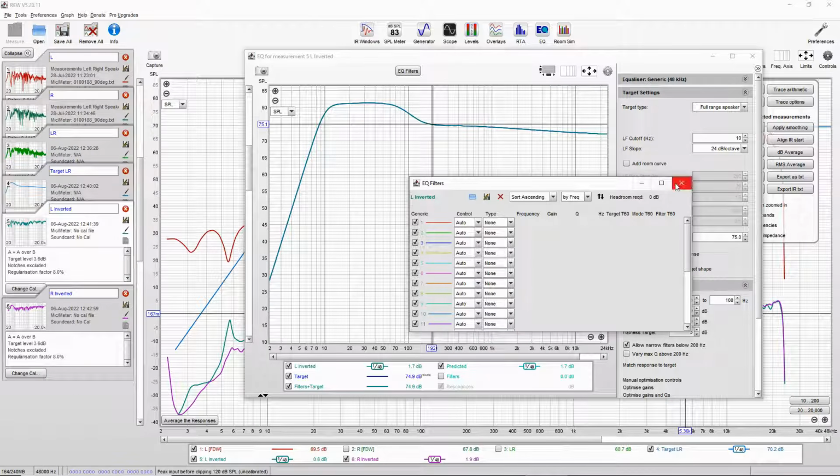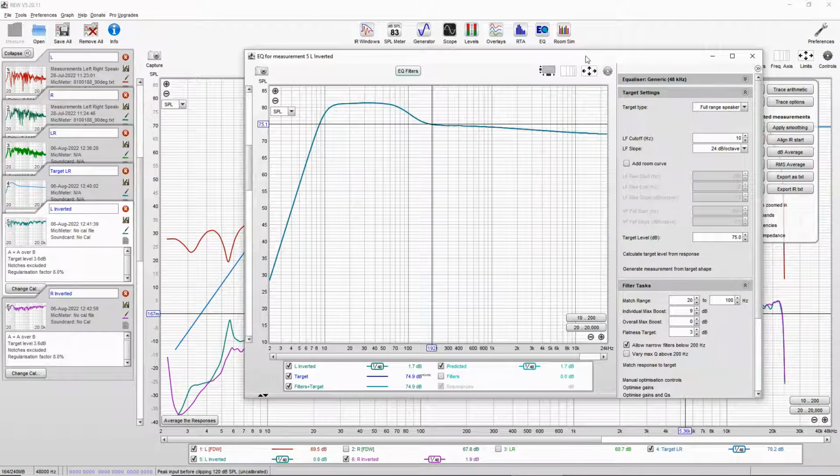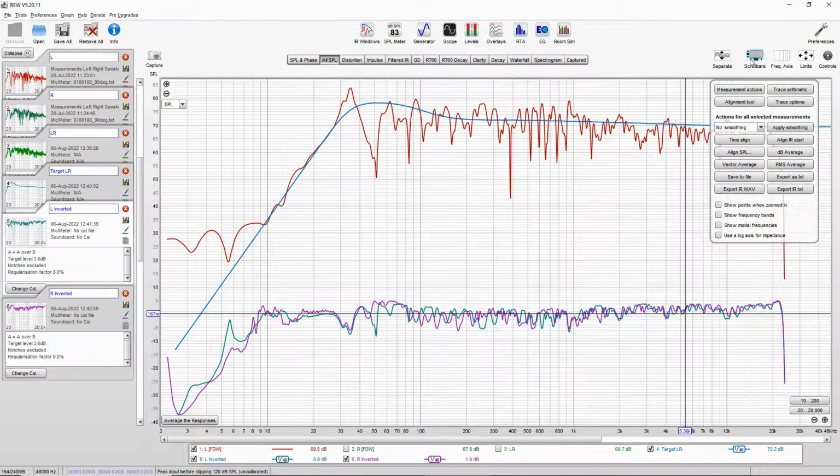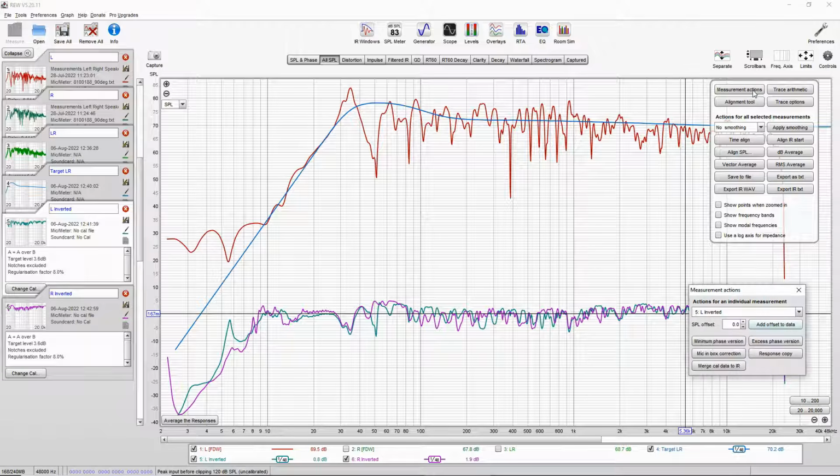But they will be minimum phase, meaning they don't change the phase that much, minimum possible, so that they don't cause delays, etc. Anyway, to make this convolution file minimum phase, what we do is go to measurement actions, select L inverted and minimum phase version.